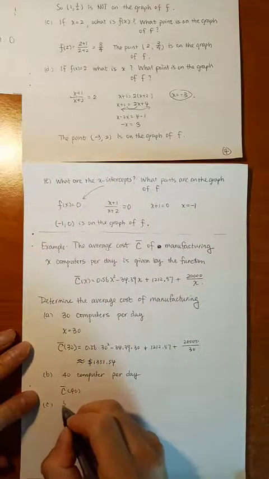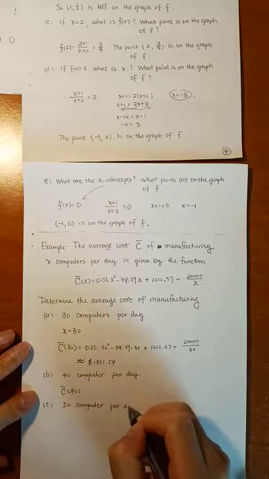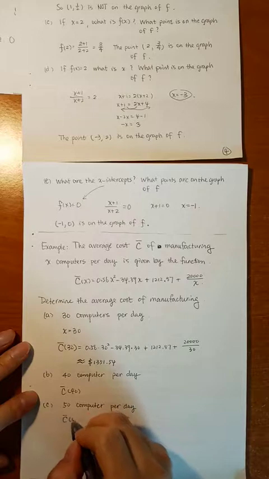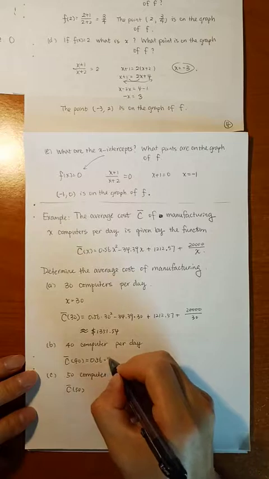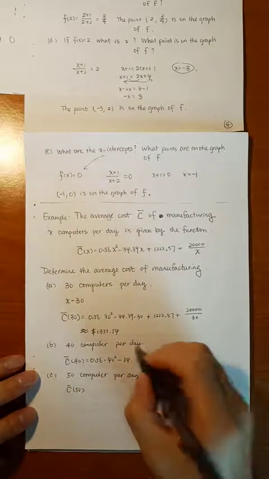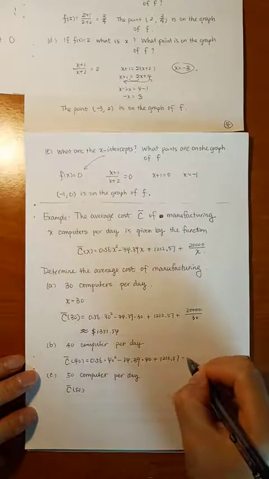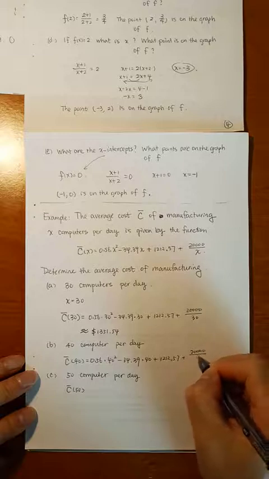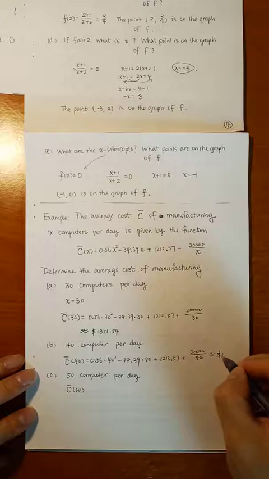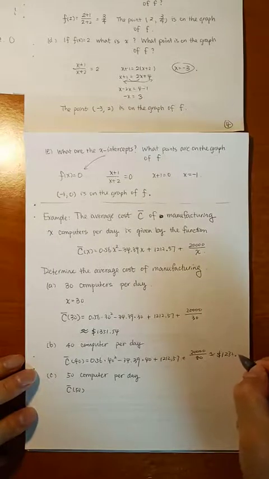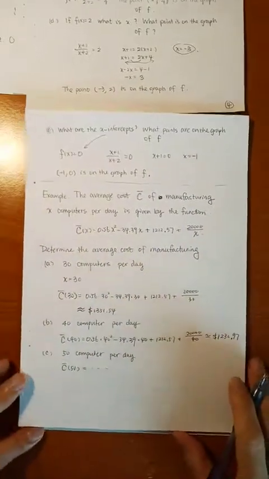And in part C, you have 50 computers per day. You will see that you must have a calculator, otherwise you will spend the whole day computing it. So let me write it. That's 40 squared minus 34.39 times 40 plus 1212.57 plus 20,000 over 40, and it's approximated by $1,232.97. And for 50, you can do the same computation. I really don't want to write down those expressions.